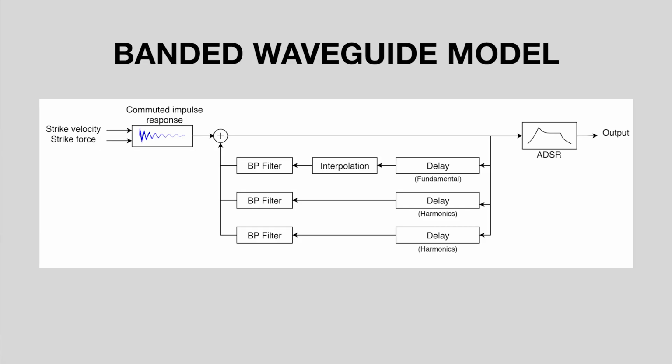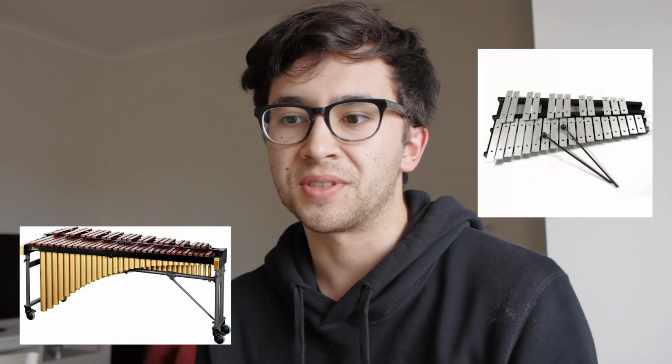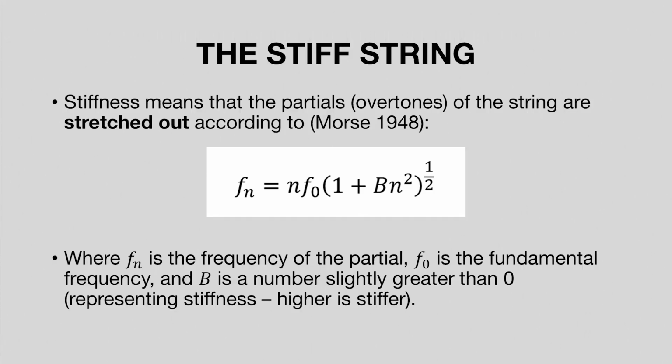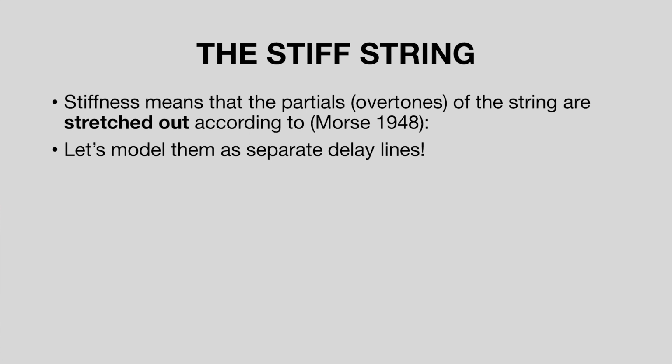My favourite model is the banded waveguide model. This is designed to recreate the sounds of very stiff structures, such as bars. These are marimbas or xylophones. As we discussed earlier, stiffness means that the overtones of the note are stretched out. However, as bars are very stiff compared to a string, we have to model the overtones as separate delay lines.